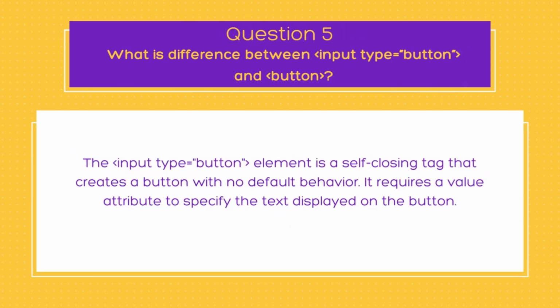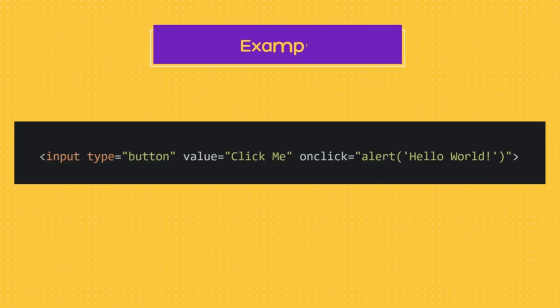Moving on to the last question on today's list. What is the difference between input type button and button? Both input type button and button are the HTML elements used to create buttons on a web page. However, there are some key differences between them. The input type button element is used as a self closing tag that creates a button with no default behavior. It requires a value attribute to specify the text displayed on the button. You can also use the onClick attribute to define the JavaScript function that will be executed when the button is clicked. You can check this example here.